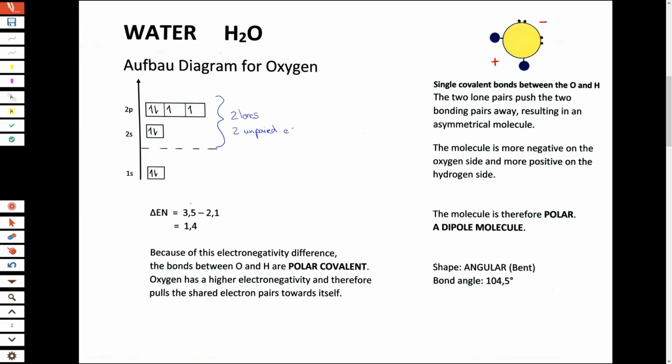The electronegativity difference between oxygen and hydrogen, here's oxygen's electronegativity, and this is hydrogen's electronegativity, is 1,4. Because of this electronegativity difference, the bonds between oxygen and hydrogen are polar covalent. That means one of those elements attracts the shared electron pair more. And that would be oxygen, because oxygen has the greater electronegativity. Oxygen has a higher electronegativity, therefore pulls the shared electrons to itself.